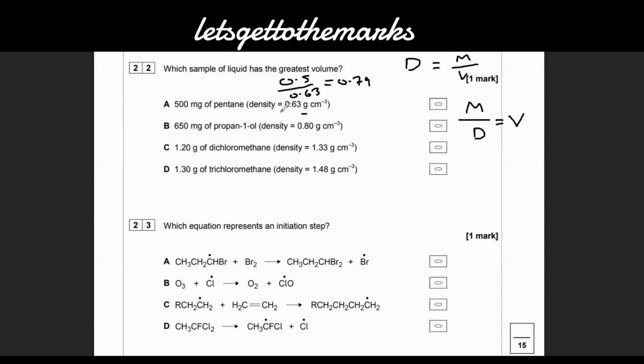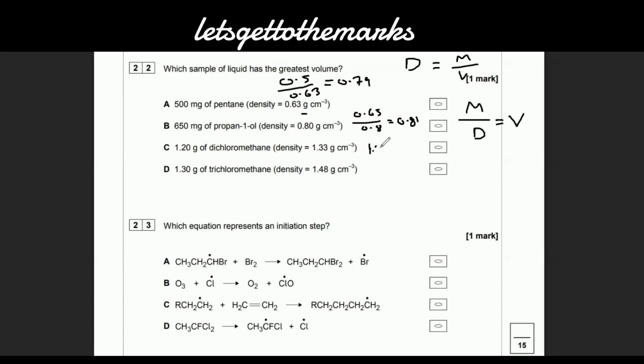I'm not going to write all the bits and rounding because hopefully it won't come down to that. This is 0.65 because we're dividing by 1,000, and that is over 0.8. Let's check that out. 0.65 divided by 0.8. What do we get? Ooh, this one has the greater volume, so it's looking like B at the moment, but let's see, 0.81.